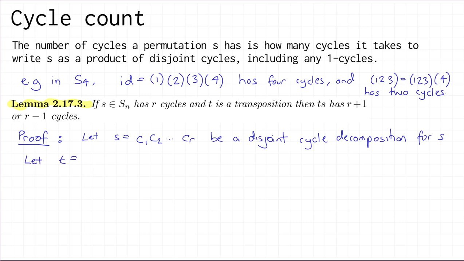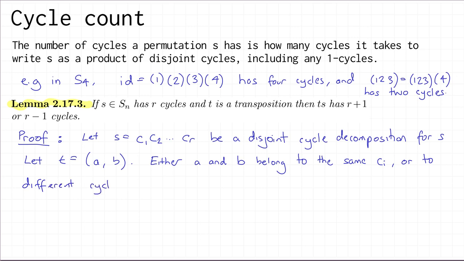So we have a transposition T, which we're going to multiply into S. Let's call that transposition AB, like this. And then there are 2 possibilities. As I've said, every number between 1 and n appears in exactly 1 of the cycles C1, C2 up to CR, because we've included all of the cycles, even the 1 cycles. So there are 2 possibilities then. Either A and B belong to the same Ci, or they belong to different Ci's. What we're going to do here is just the first case: what happens when A and B belong to the same cycle.